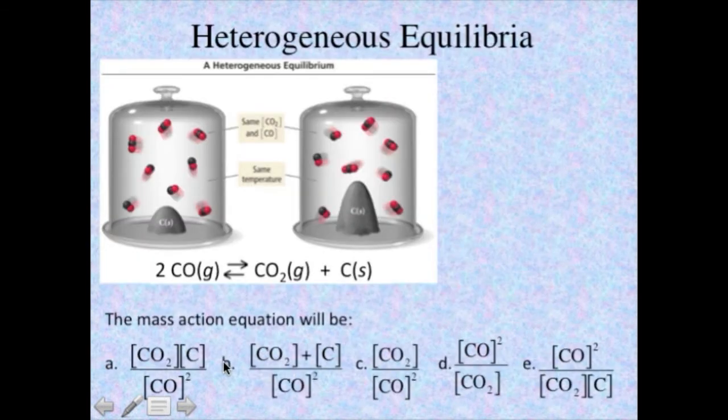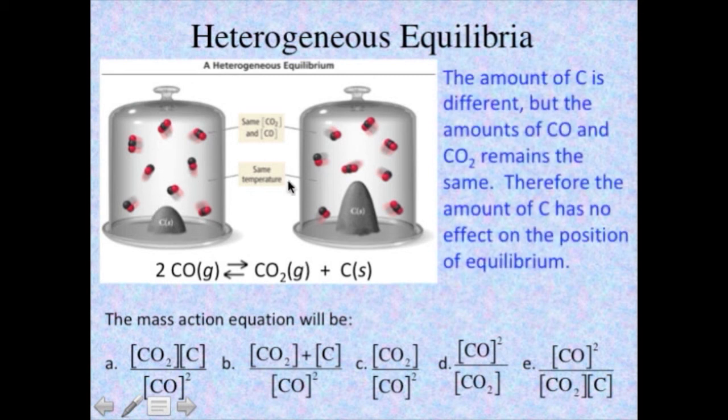So let's look at an example of heterogeneous equilibrium where gaseous carbon monoxide is decomposing to gaseous carbon dioxide and solid carbon. And as you can see, we have two piles of carbon of different sizes in these two containers. The amount of carbon is different, but the amounts of carbon monoxide and carbon dioxide remain the same. Therefore, the amount of carbon has no effect on the position of equilibrium. Remember, pure solids have effectively constant concentration.